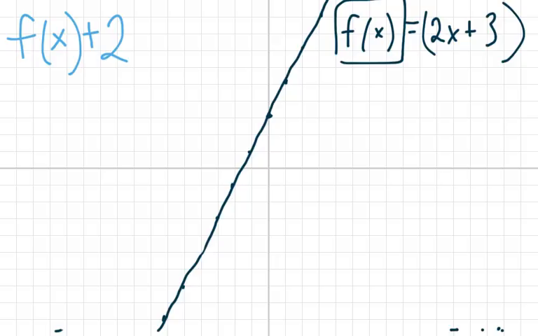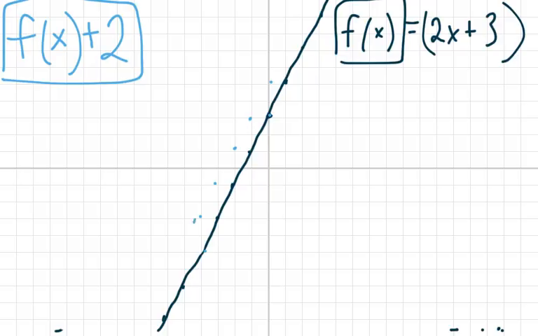I'm going to take my original f of x function and I'm just going to take every point. So here's a point on that graph. I'm just going to move it up 2 spaces. And I'm going to plot that point. I'm going to take a point down here, move it up 2 spaces. Everything at each point gets moved up 2 spaces. It will have the same exact slope, but every single point on the graph moves up 2 spaces.